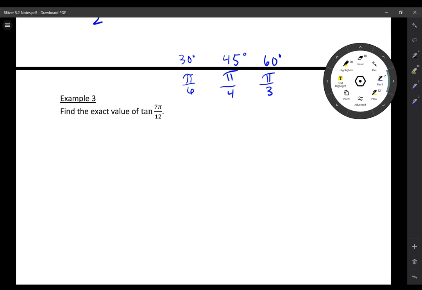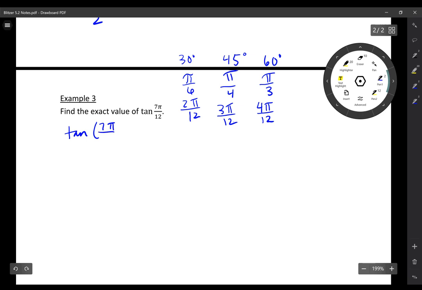The issue here is I've got over 12. So I'm going to change these all into 12ths to kind of figure out how I could add these angles together and get that. So pi over 6 is really 2 pi over 12. Pi over 4 is really 3 pi over 12. And pi over 3 is really 4 pi over 12. So it looks like I could break this 7 pi over 12 into two angles, 3 pi over 12 and 4 pi over 12. And then that would fix this for me. 3 and 4 would make that 7 pi. So let's go ahead and get started. So tangent of 7 pi over 12 is tangent of 3 pi over 12 plus 4 pi over 12.